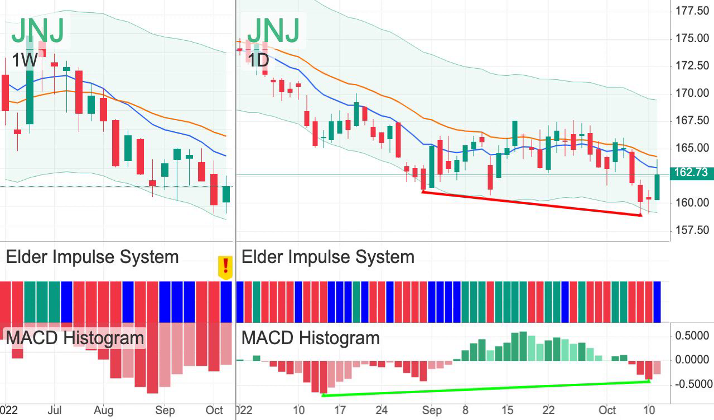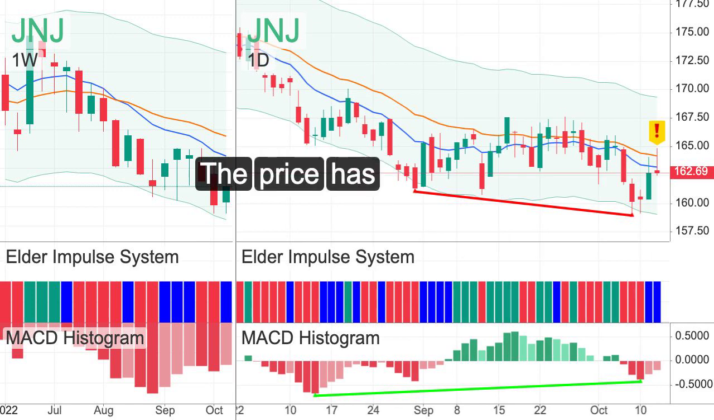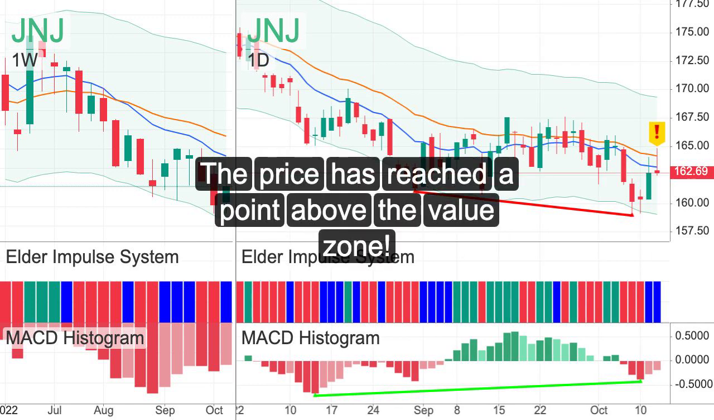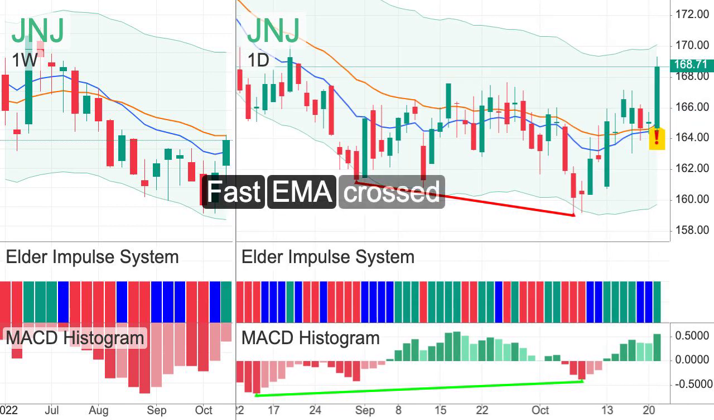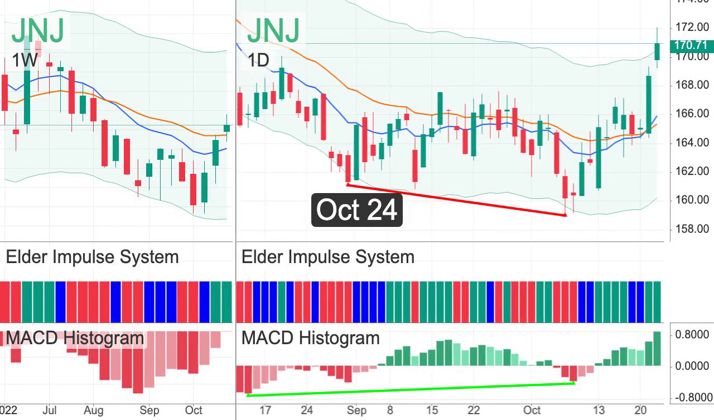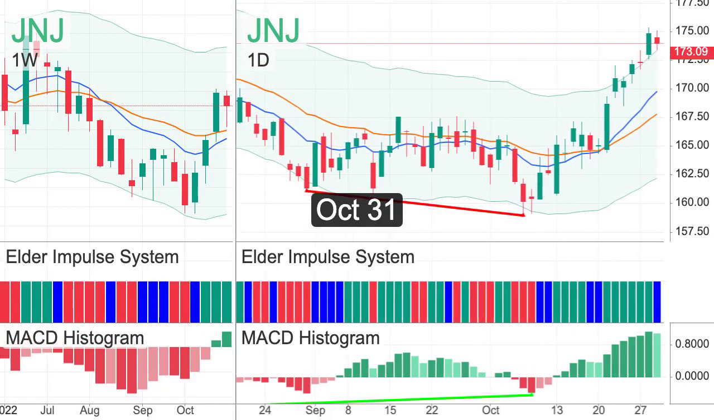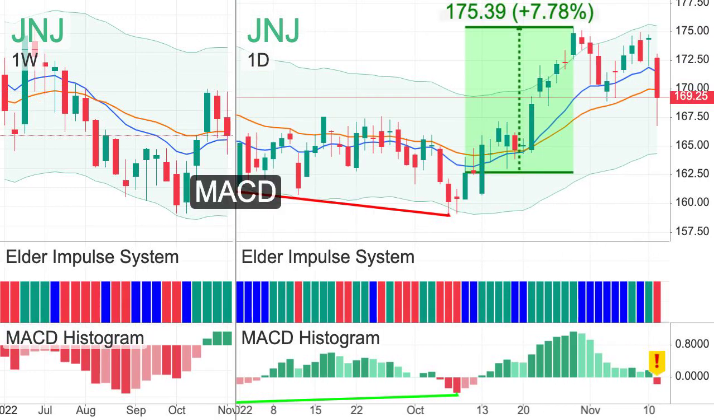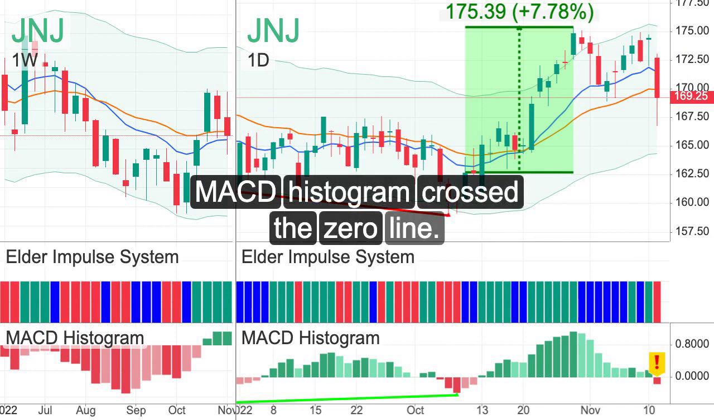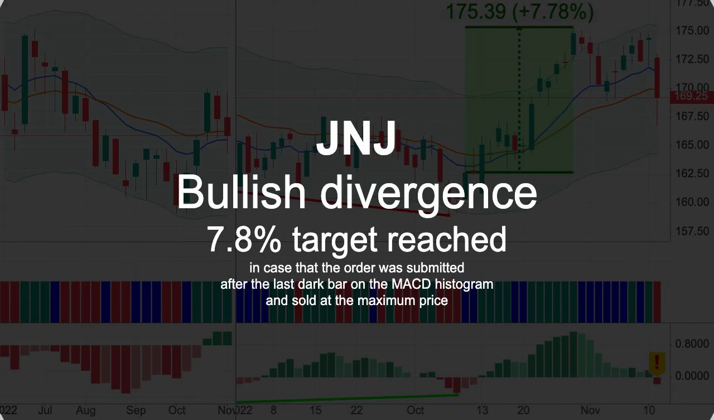There is a blue bar on an Elder Impulse System on the weekly chart. The price has reached a point above the value zone. Fast EMA crossed slow EMA. MACD histogram crossed the zero line. 7.8% target reached.